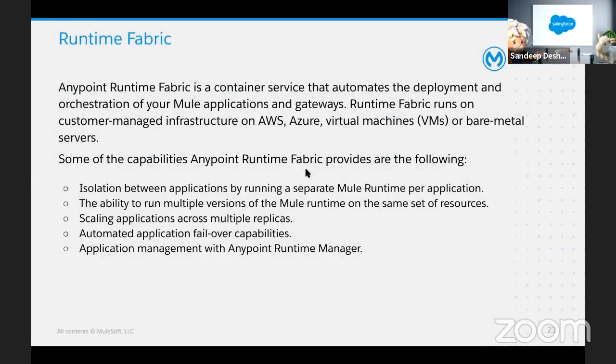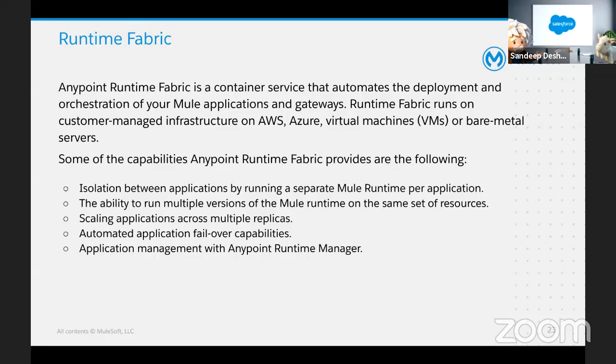Next comes the Runtime Fabric. Runtime Fabric is basically a container service that automates the deployment and orchestration of your Mule application. We provide you images of our runtime, and what you do is just deploy it on your Kubernetes cluster. The infrastructure can be anything from AWS, Azure to your virtual VMs. So we have different options, but all the infrastructure resides on your customer's side. The customer will host the infrastructure.